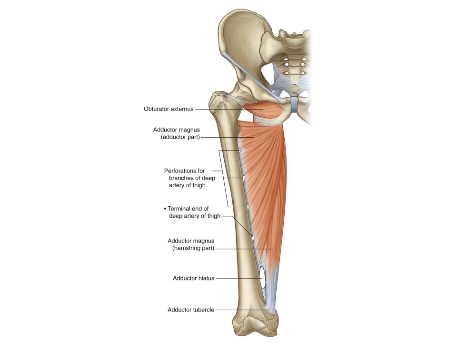Also note the perforations in the adductor magnus close to the shaft of the femur. As the deep femoral artery arises from the femoral artery, the deep femoral artery gives off perforating branches, which serve as the primary blood supply for the posterior compartment of the thigh.